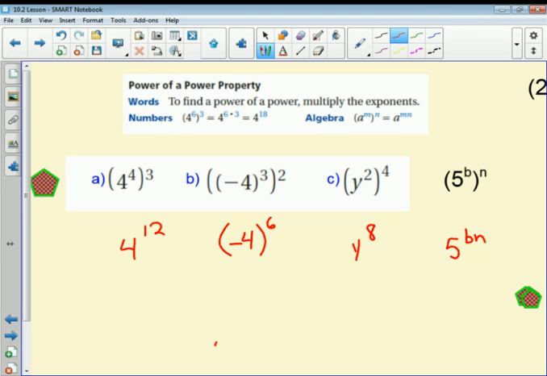Okay, so there's your final answers. You should have gotten 4 to the 12th, which is 4 times 3. Our 3 times 2 on our exponent gave us negative 4 to the 6th power. On letter C, 2 times 4 gave us 8, so it was y to the 8th power. And then on our last one, it was 5 and the 2 letters. We can't multiply them together, so we just write them next to each other. So it's 5bn. Okay, so good luck with this part of the lesson. Remember, when you have a power to a power, you are multiplying those exponents.